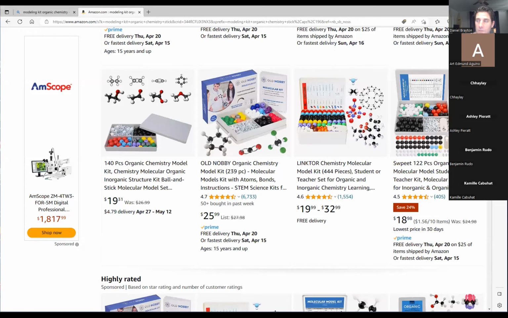So these modeling kits. Here's mine, for example. Black is carbon, blue is nitrogen. Here you can see a 6-membered ring. Red is oxygen. And the way these work, I'll just pull off the last carbon.